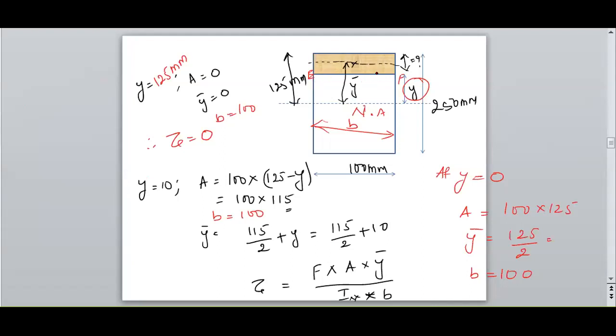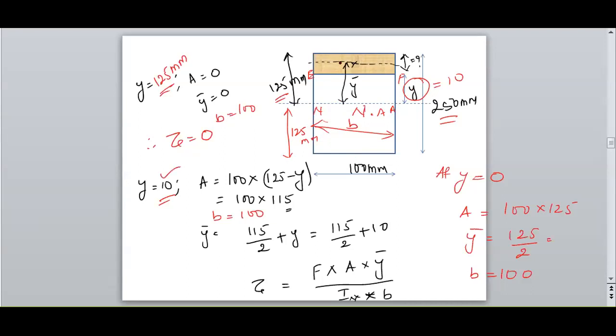So here I am considering the y distance as 125, because the neutral axis lies at the center of the depth. Therefore, the center is 250 by 2, so it is 125 on both sides. This is the neutral axis. From the neutral axis, I am considering the EF line at a distance of 10.